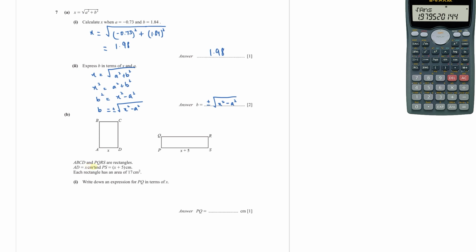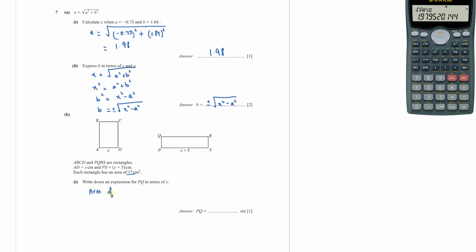Part b. ABCD and PQRS are rectangles. AD is x centimeters and PS is x plus 5 centimeters. Each rectangle has an area of 17 square centimeters. Write down an expression for PQ in terms of x. So PQ is what we need to find in terms of x. We are given the other length and we know that the area is 17. So we can use the formula for the area of a rectangle.